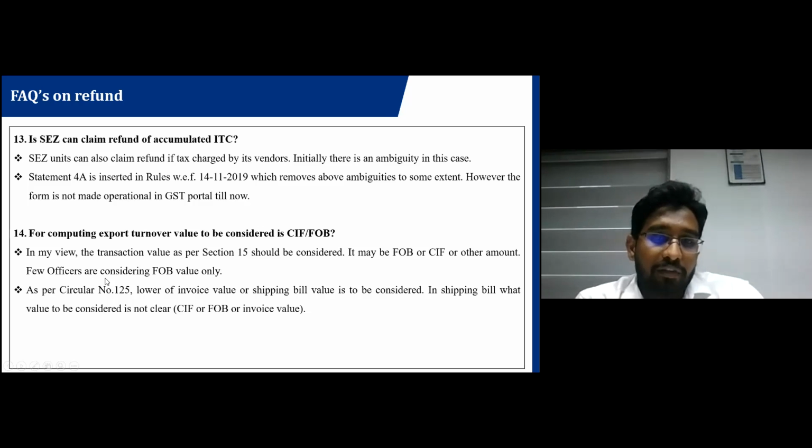If you see Circular number 125, what the circular clarified is that the lower of the invoice value or the shipping bill value is to be considered. Okay, the invoice value is there as per our tax invoice. In the shipping bill, you will have a lot of values. So in the shipping bill, the FOB value would be there, the CIF value would be there, and if any other directions are there, those would be there. If you go to invoice details, the invoice value would be there. What value should be considered in the shipping bill is not clear in that circular. Based on this provision only, the officers are considering the FOB value as per the shipping bill, since it is the lesser value and it would be beneficial to the officers to reject or to give deficiencies.